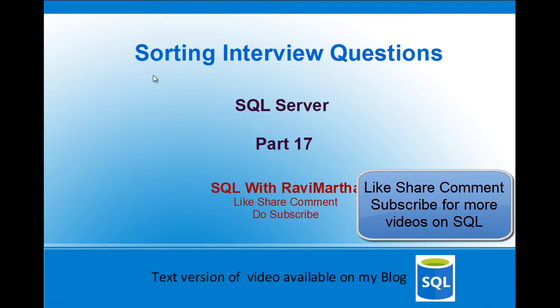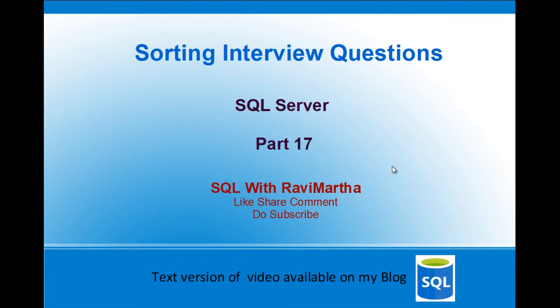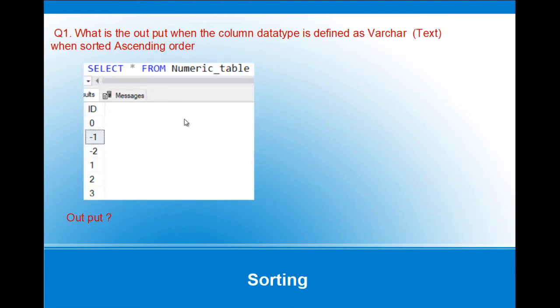In today's session, we'll see sorting interview questions. We use SQL Server to demonstrate the examples, and this is part 17 of this video series. Here is a table which has the values 0, -1, -2, 1, 2, 3, and the data type of the column is defined as Varchar, which is a text data type. What is the output when we sort the data in ascending order?